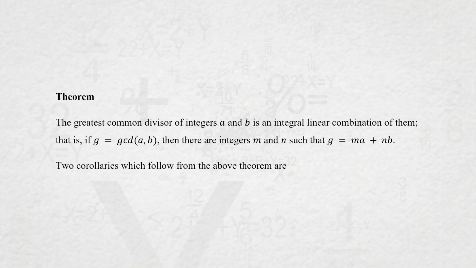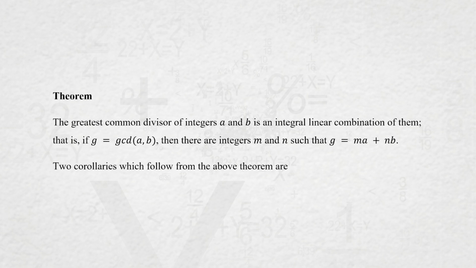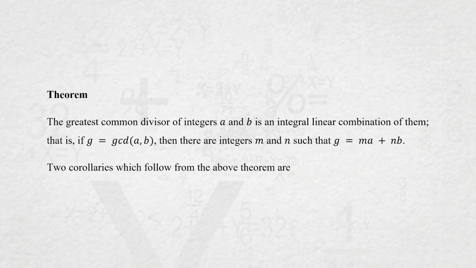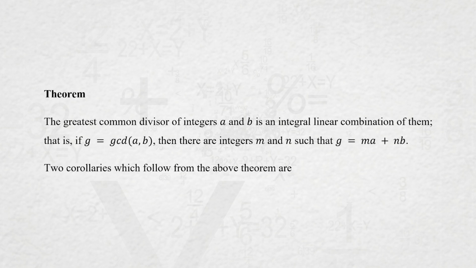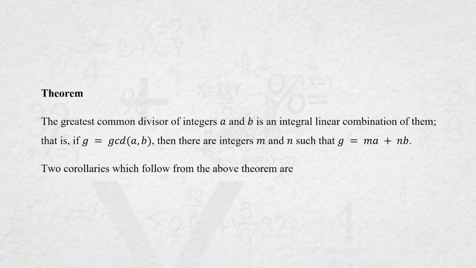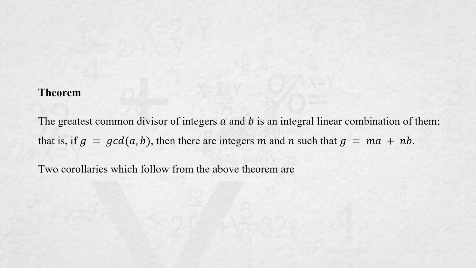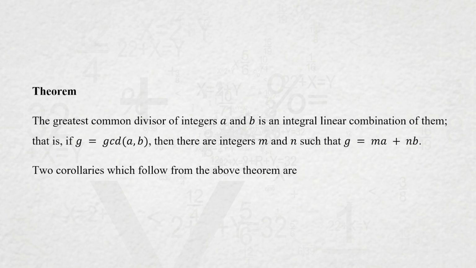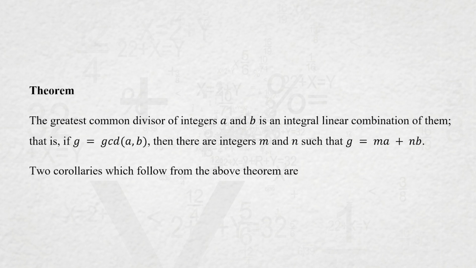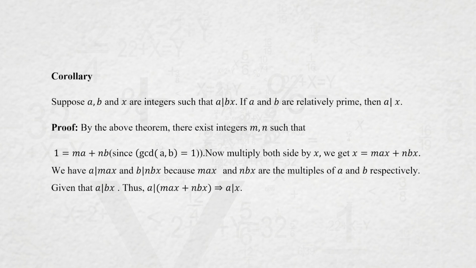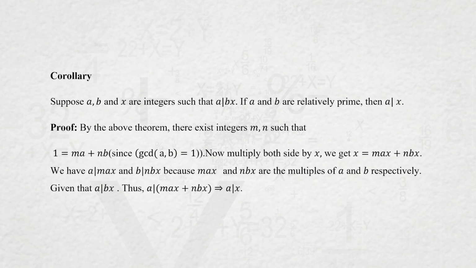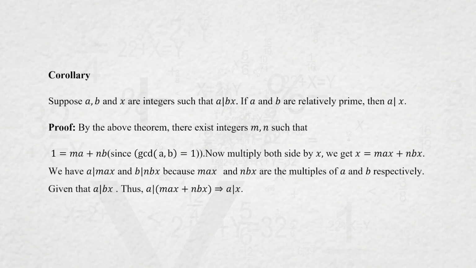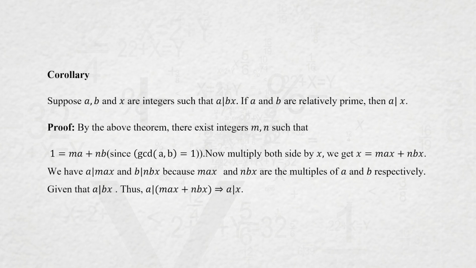Let us discuss a theorem. The greatest common divisor of integers a and b is an integral linear combination of them. That is, if g is equal to GCD of a and b, then there are integers m and n such that g can be written as ma plus nb. Two corollaries which follow from the above theorem are: suppose a, b and x are integers such that a divides bx. If a and b are relatively prime, then a should also divide x.